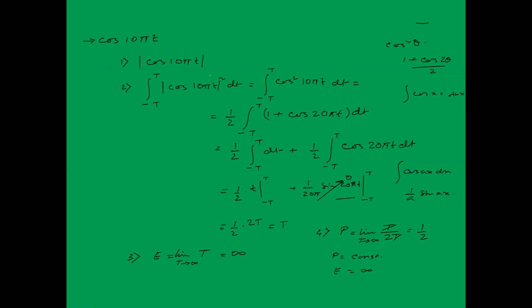So I can say this signal is a power signal, and you see that cos 10 pi t is nothing but a periodic signal. So always a periodic signal is a power signal. Okay, so this is how you calculate whether the signal is periodic or whether the signal is a power signal or an energy signal.